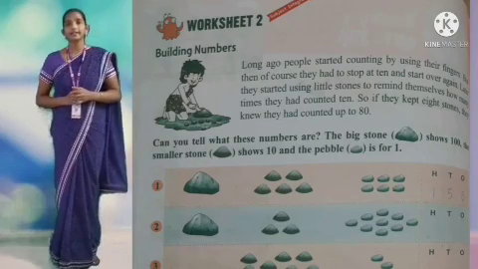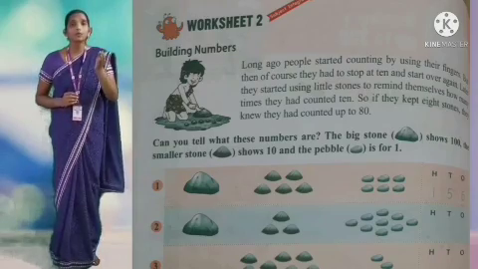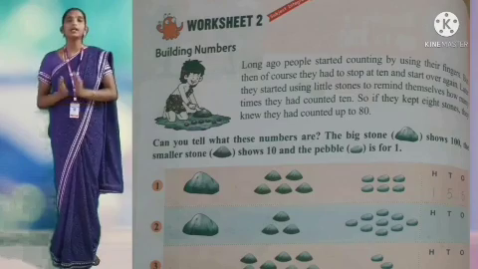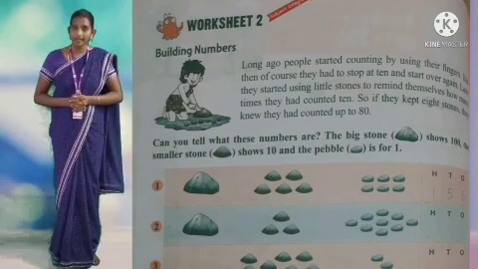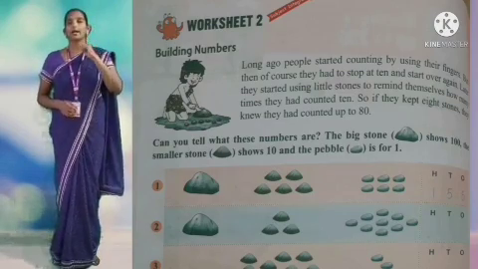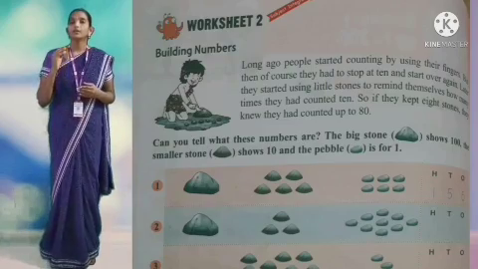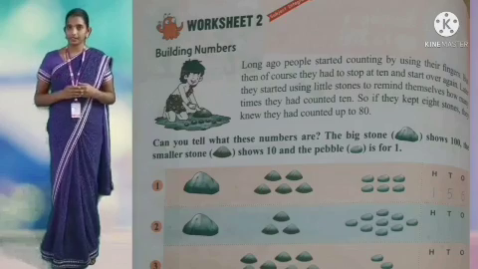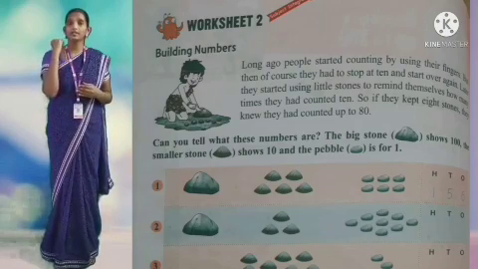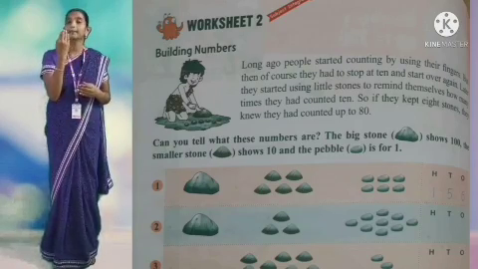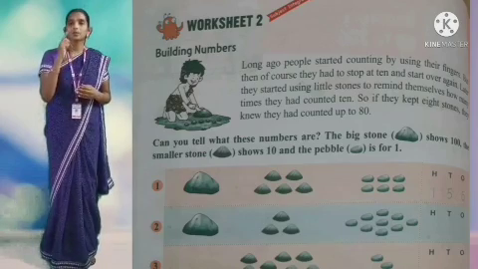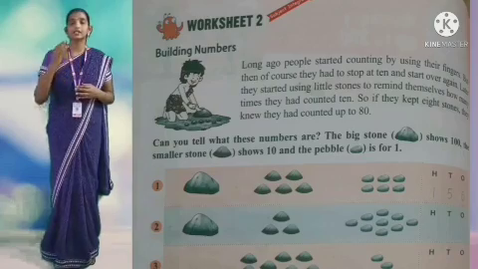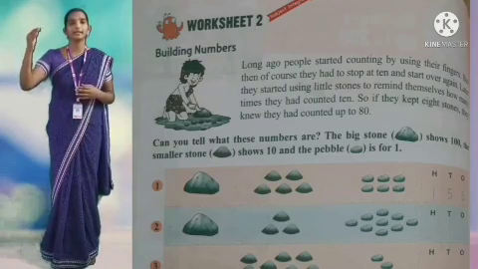So what is the heading they have given? Can you tell what these numbers are? The big stone shows 100, the smallest stone shows 10 and the pebble is for 1. So let's see the first one. We are going to count and write in ones place, tens place, hundreds place. Okay. So we are going to start counting from the right side, the pebbles. Okay. So start 1, 2, 3, 4, 5, 6. So how many pebbles are there? 6. So in ones place we are going to write number 6.